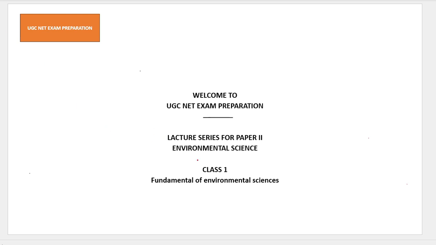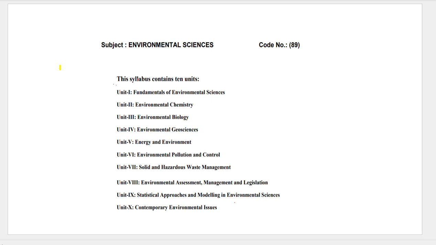This is the lecture series for Paper 2 of the exam, and this paper is Environmental Science. In this class, we are going to talk about the first chapter, that is Fundamentals of Environmental Science. Before we start the lecture, let's see the syllabus for this Paper 2, Environmental Science. There are a total of 10 units for this paper. The first unit is Fundamentals of Environmental Science, which we are going to talk about today.